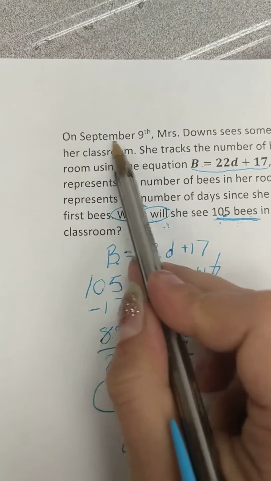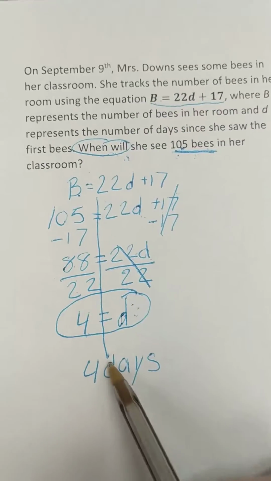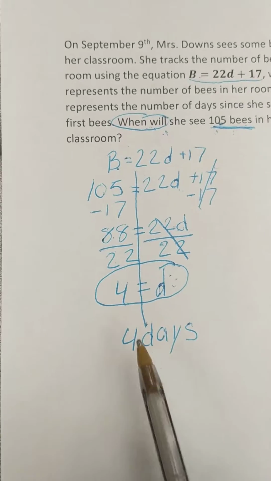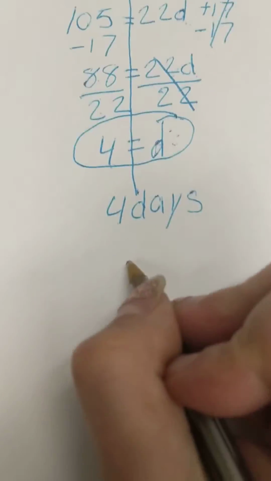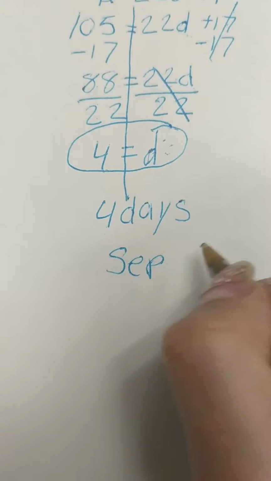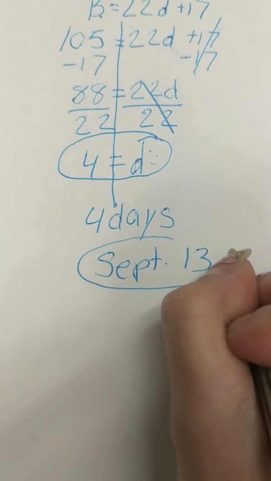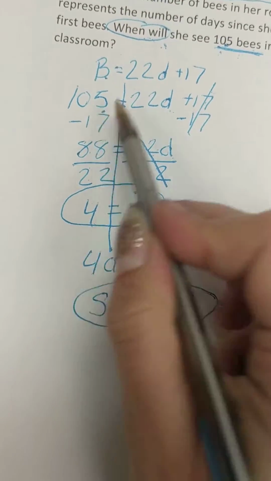But it said on September 9th is when she saw them to start with. So 4 days after September 9th, well, September 9th makes September 10th, 11th, 12th, September 13th. So September 13th is the day that she would see 105 bees in her classroom.